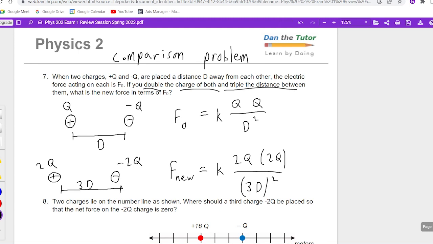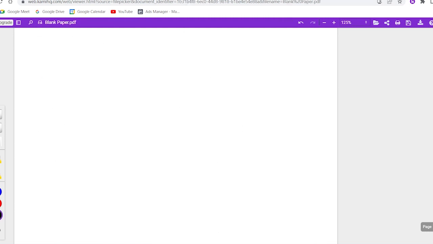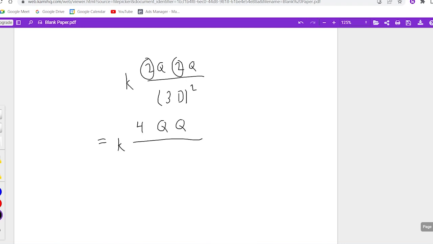Now I need to take this to a new page because I ran out of room. So right now we're at the new force is k times 2Q times another 2Q divided by 3d squared. So what I'm saying is, first we can multiply these 2's together. You get 4. The k still out in front. Q Q over 9d squared, because we square both. Now, look at the coefficients, the 4 over 9. Let's pull that out in front. 4 over 9 times k Q Q over d squared.